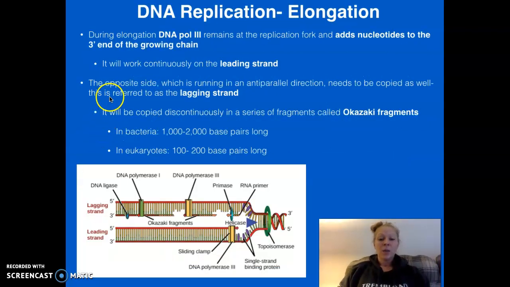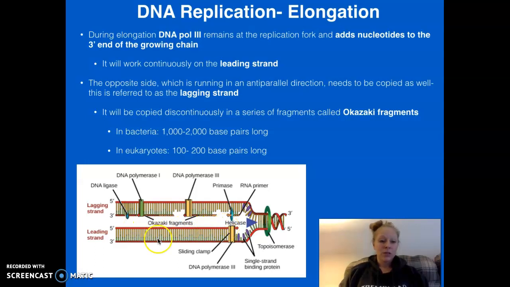And so we've been talking about replication. Let's talk about elongation here. So DNA polymerase is going to continue to add on to the leading strand. So here, if we look at this, we read in a 3' to 5', but we build in a 5' to 3', always adding on to the 3' end. So here's our leading strand.